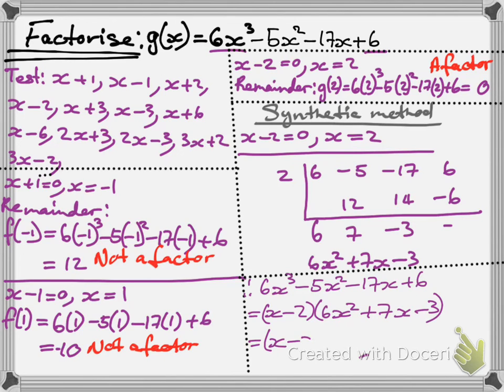And then I completely factorize everything. It's going to be 3x, 2x there, minus 1 plus 3. There I go. I have factorized. So that's how you use these tools: long division, synthetic method, remainder theorem, and factor theorem to factorize a cubic function. I hope you have enjoyed it.